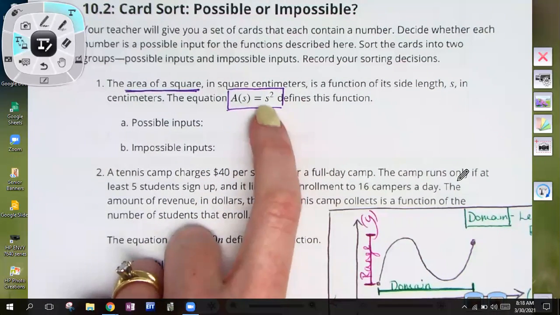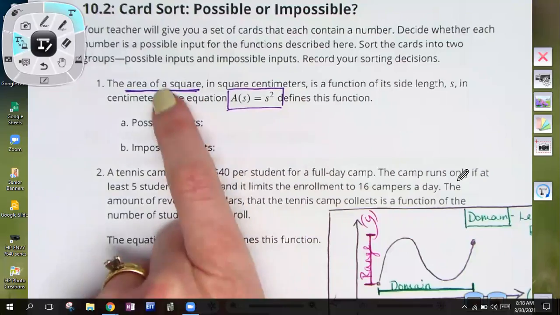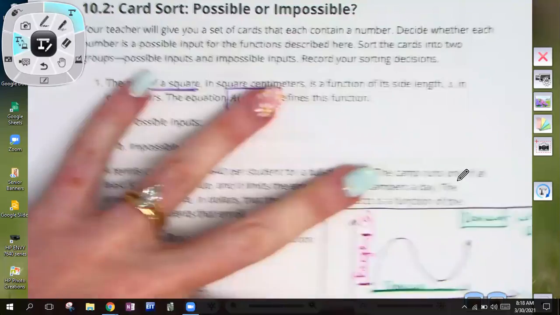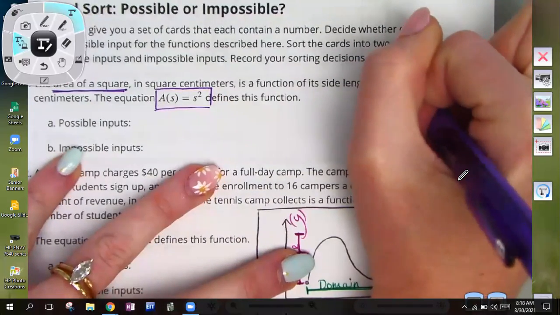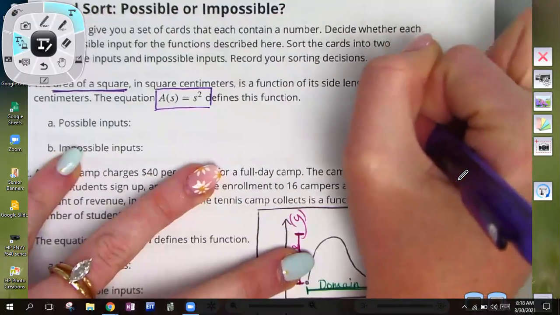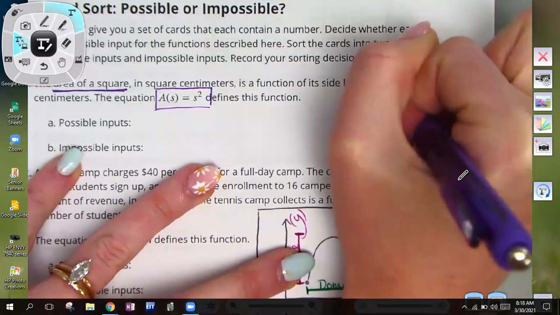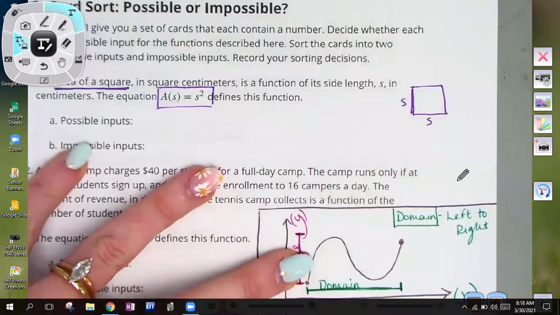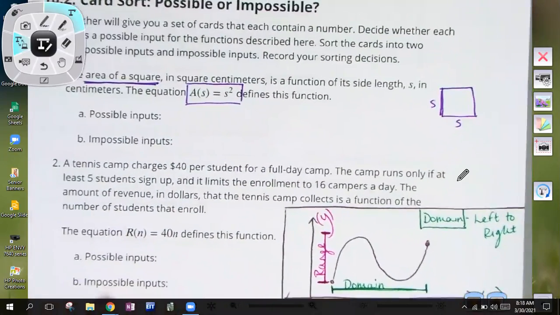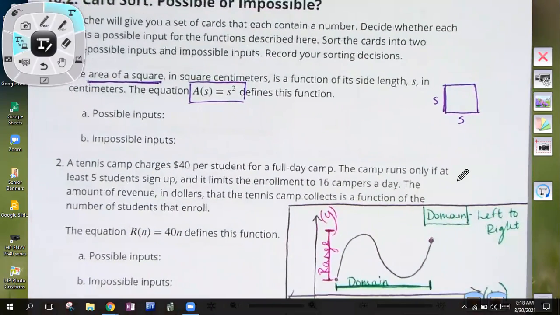Okay, so we're going to take the side length and square it in order to get the area. I'm going to just draw a little square here. You don't have to if you don't want to. That's the side length. We're going to square it in order to get the area. So we're trying to find the area of a square.